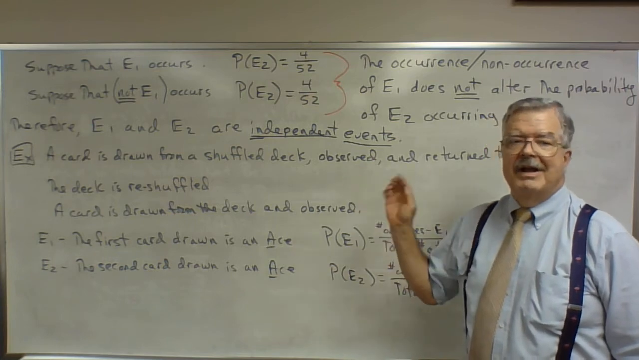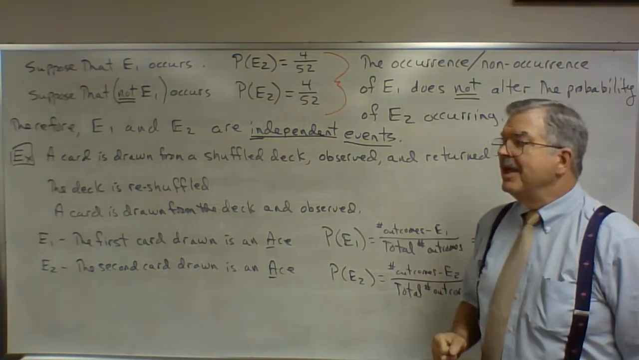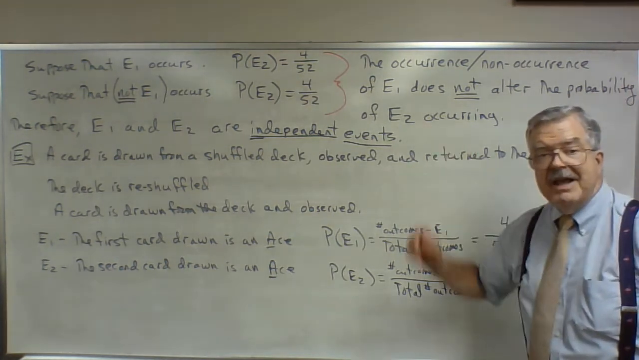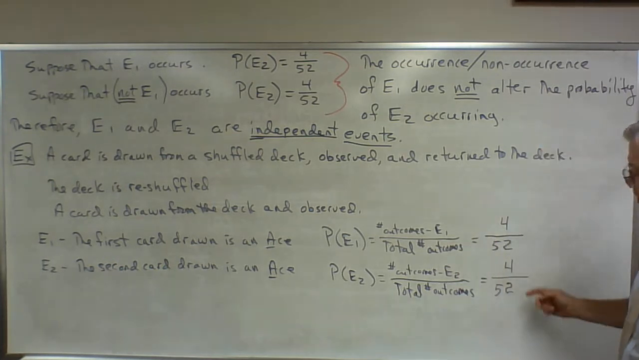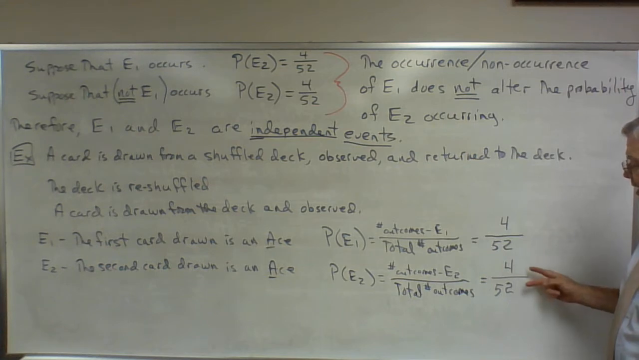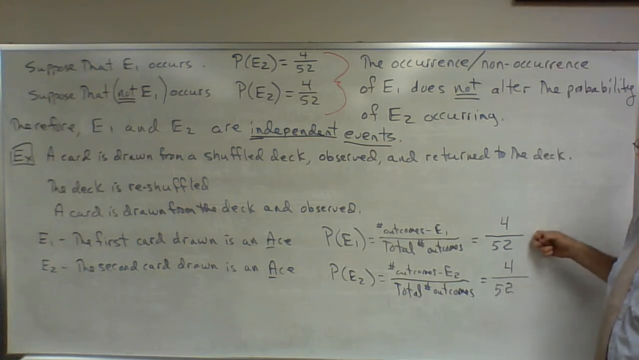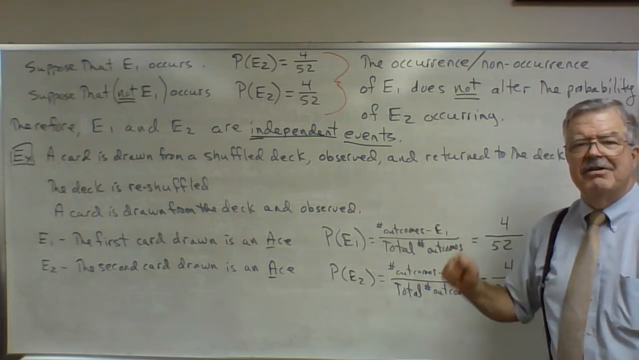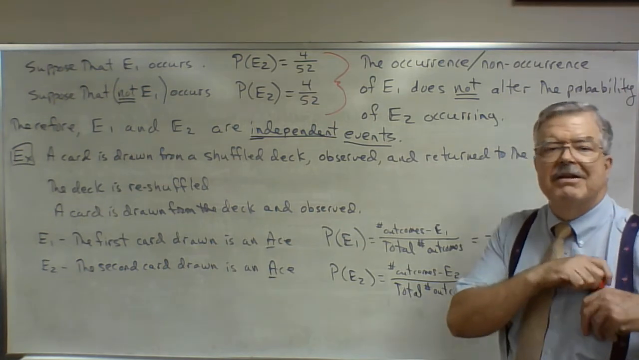Getting an ace on the first draw in no way alters the probability that we get an ace on the second draw. Not getting an ace on the first draw in no way alters the probability that we get an ace on the second draw. The probability of getting an ace on the second draw is 4 out of 52, regardless of what happens on the first draw. So E1 and E2 are independent events or independent outcomes.